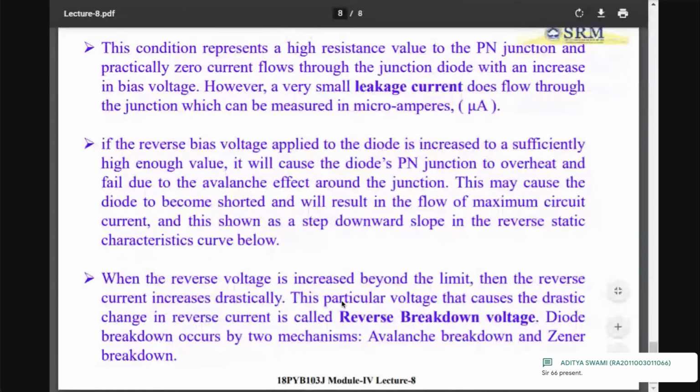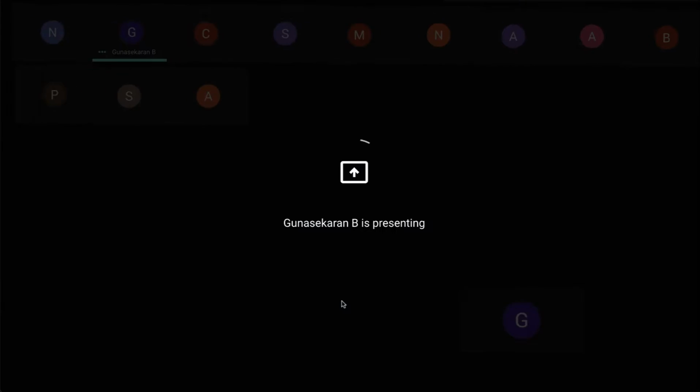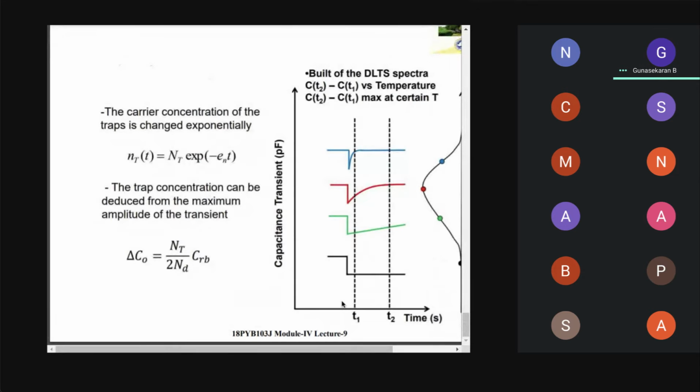This was the normal PN junction VI characterization. Now I will share one more slide, lecture number 9. That is a continuation, because the PN junction diode is very easy to understand now. Just wait. Okay, now please just wait while I take this up. Is the screen visible, please? Yes, sir, it's visible now.